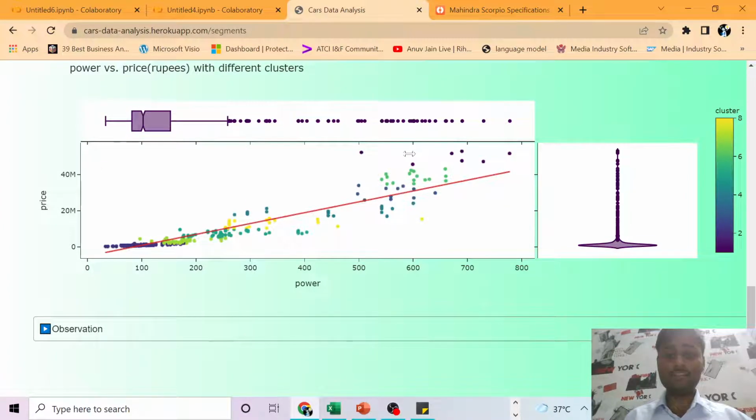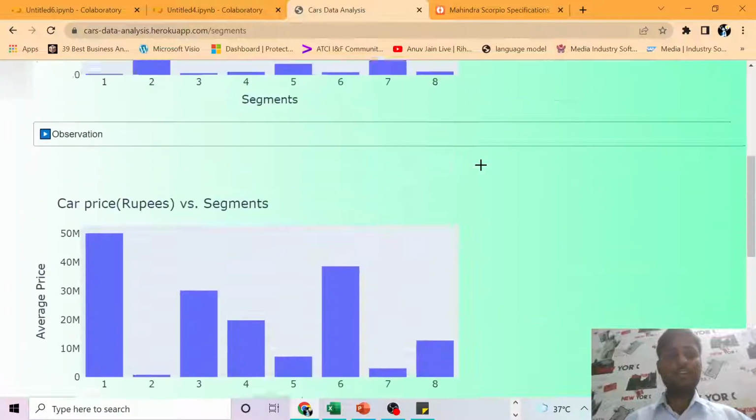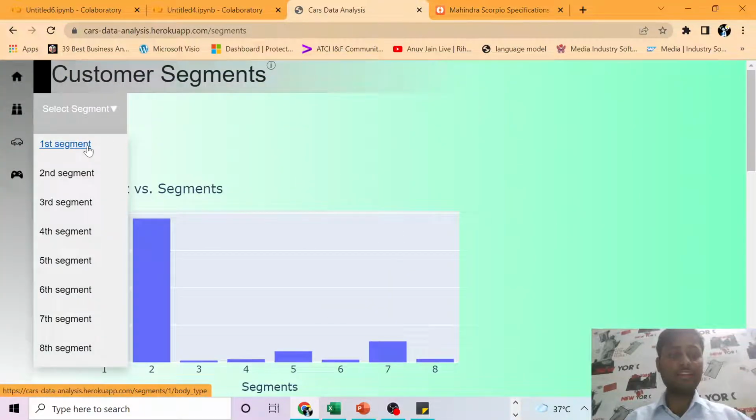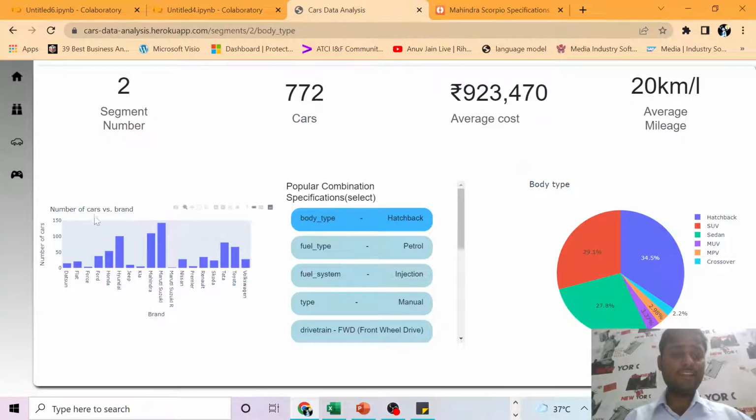This is related to the second cluster, which shows that the power range is very low, but the price range is more if we see the cars with the higher price. So we can study the different segments separately. If we go to the second segment, we can see the number of cars by brand, which shows that Maruti Suzuki has the most cars in the second segment, about 143 cars. Here you can see the different popular specification combinations.